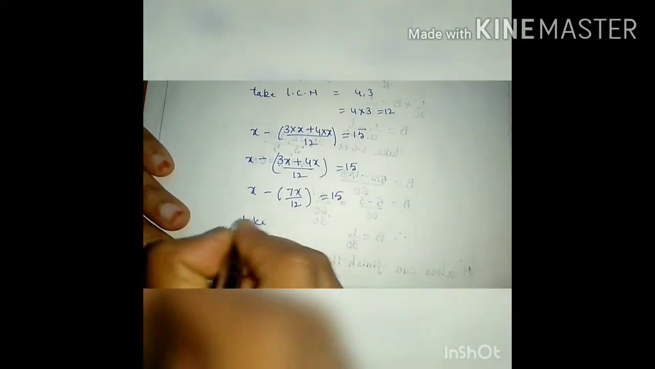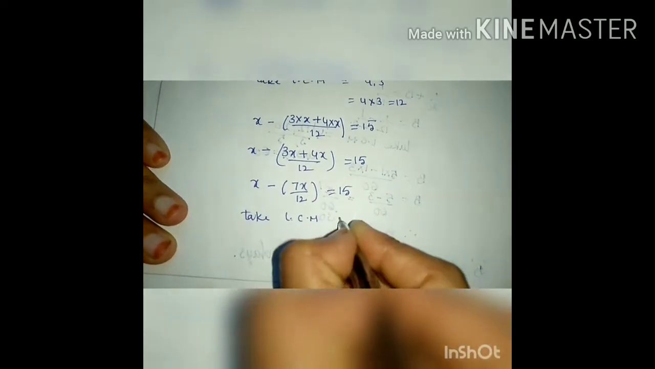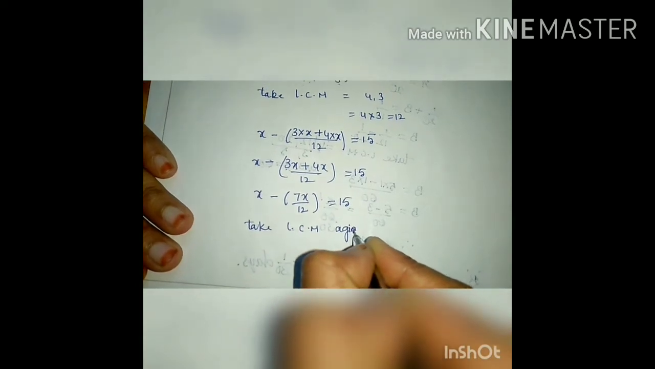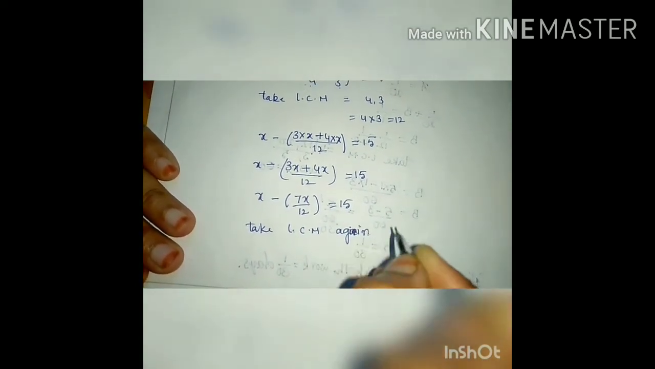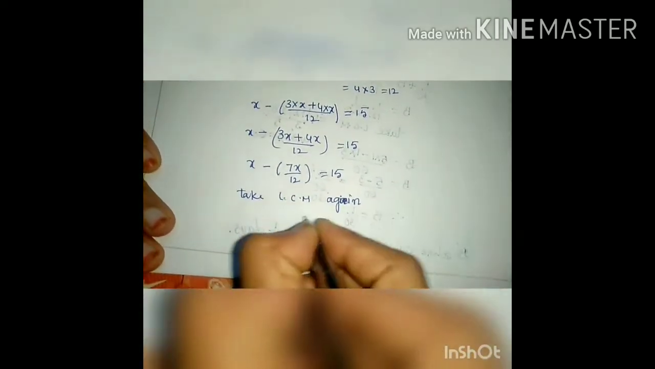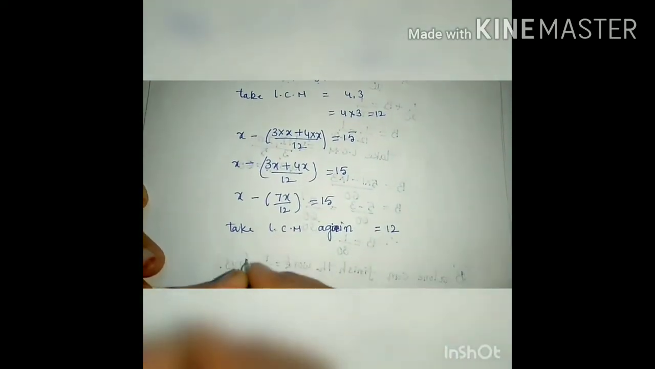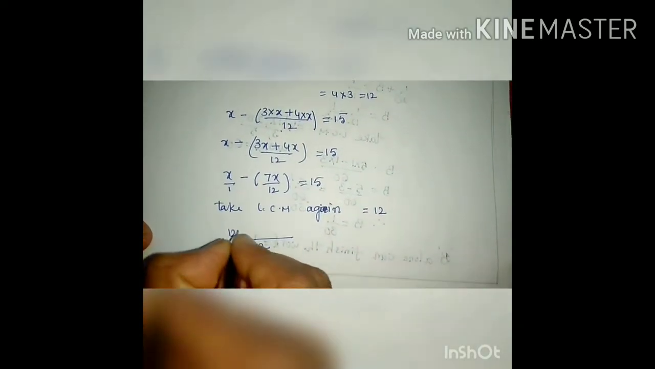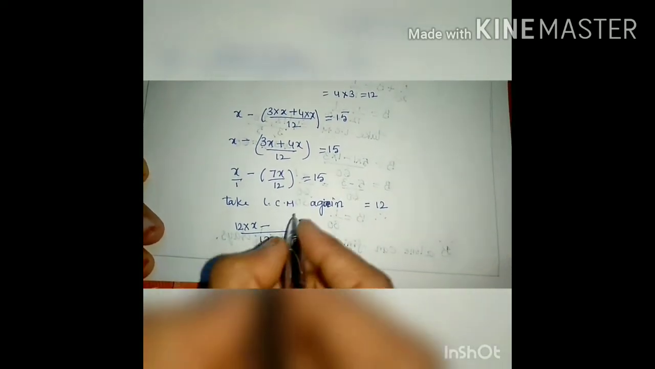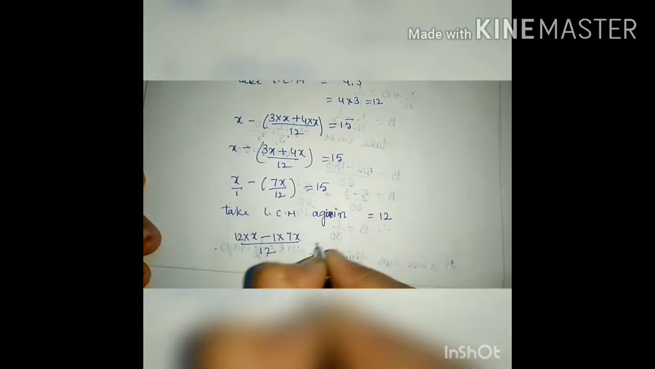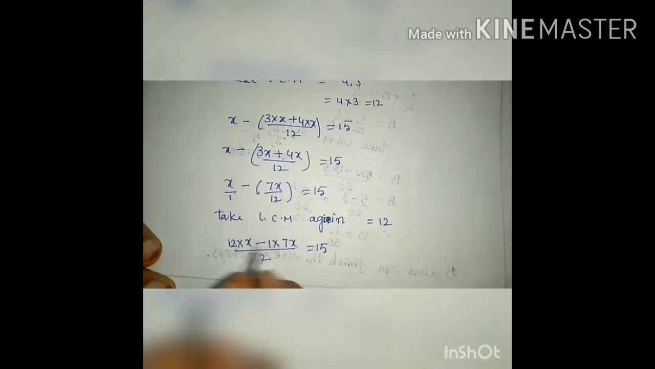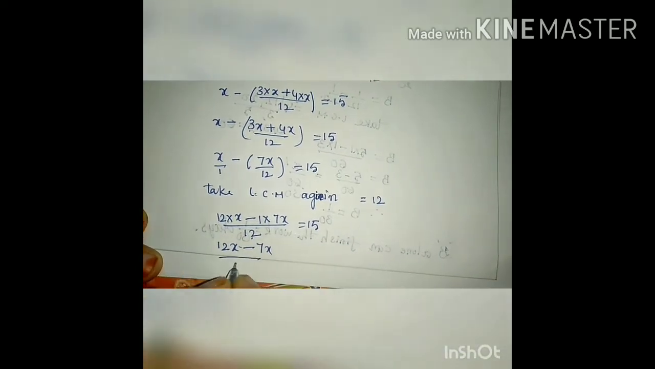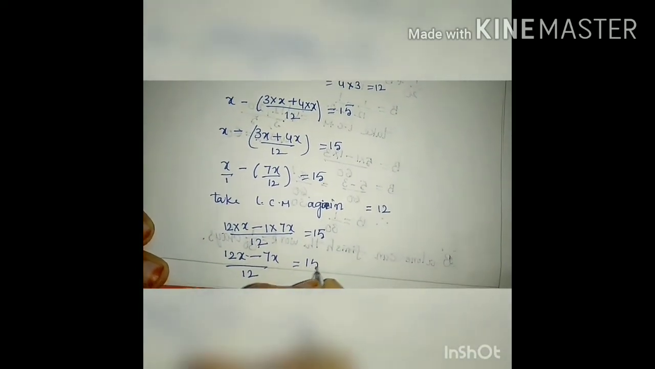Take the LCM again. So the LCM is 12. Here the denominator of x is 1, so 12 into x. 12 into x minus 12, how many times is it possible? 1 time. So 1 into 7x equal to 15. So it is 12x minus 7x by 12 equal to 15.